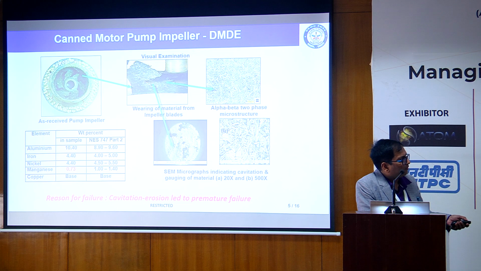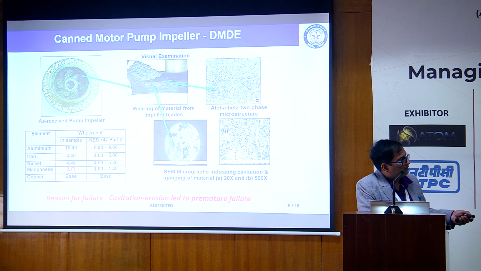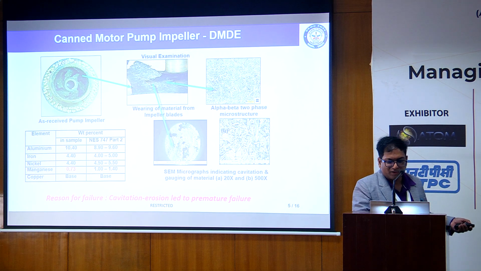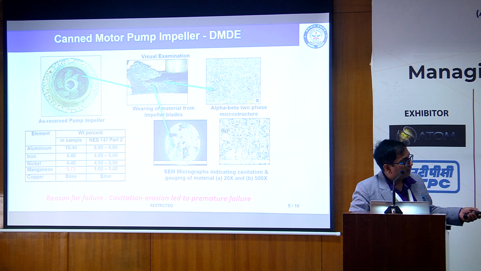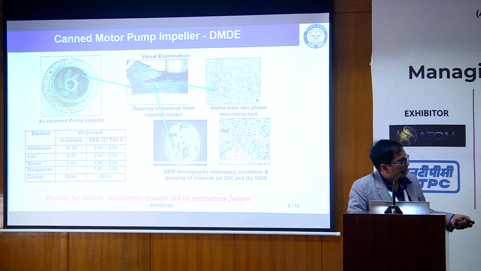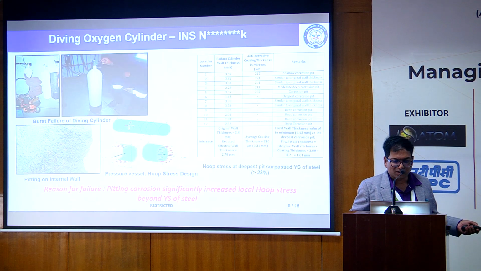Similarly, another issue is the canned pump motor impeller. The impeller is a rotating dynamic component, and we can see erosion-corrosion failure and of course cavitation erosion. For example, it's a nickel aluminum bronze alloy. We can see it's a dual alpha-beta matrix microstructure, and the selective leaching. Sometimes the material chemistry deviating from the specification causes so many problems, which are probably difficult for the user to understand.